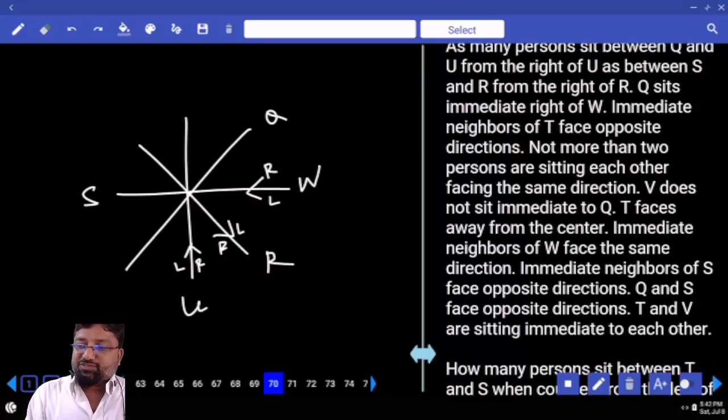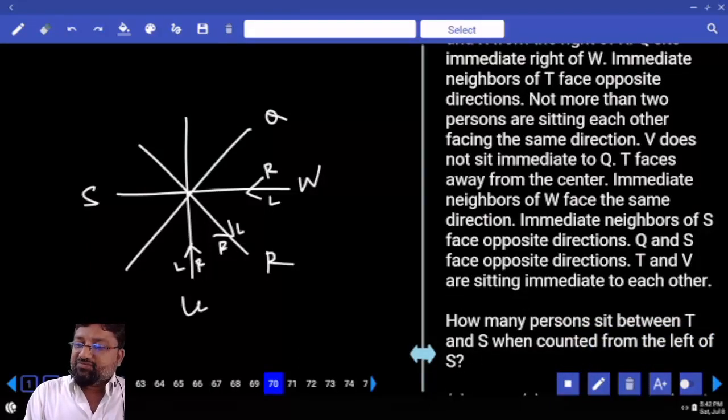Immediate neighbors of T face opposite directions. Not more than two persons sitting next to each other face the same direction. V does not sit immediate to Q. Next, immediate neighbors of W face the same direction. So Q is also outside.